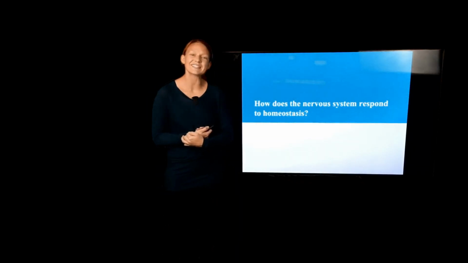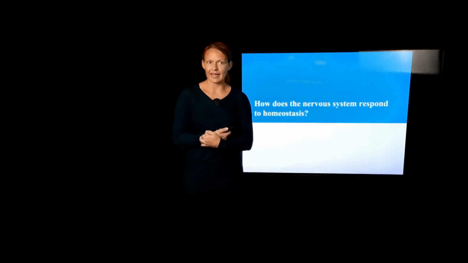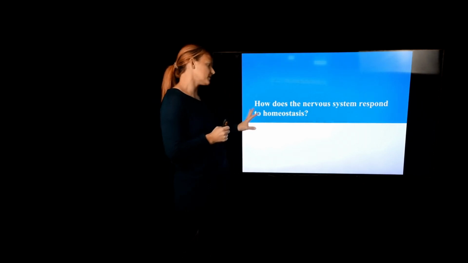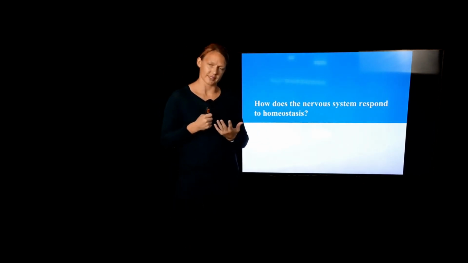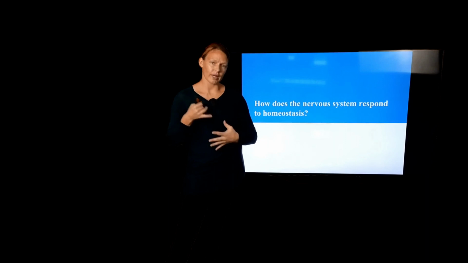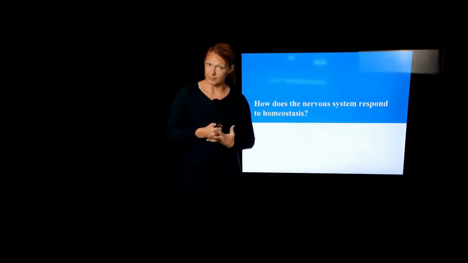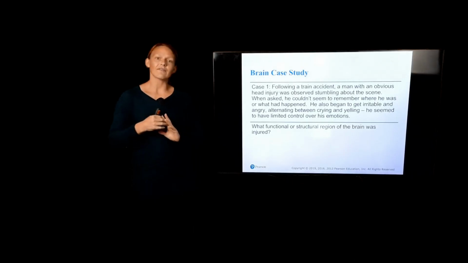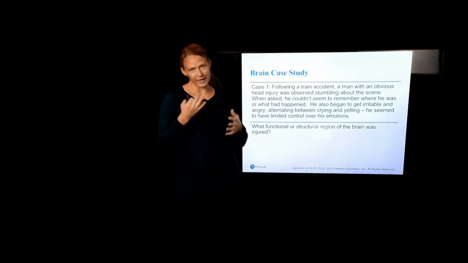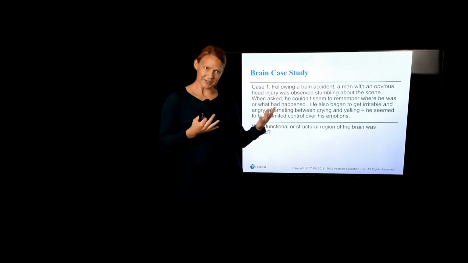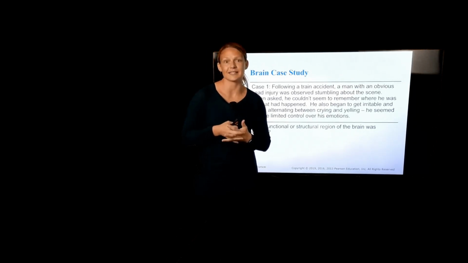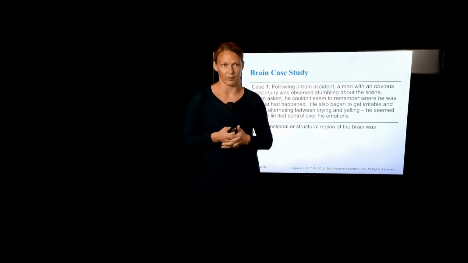Okay, so we're finally to the last part of the lecture, and now that we've covered most of the brain, I want to ask you, how do you think the nervous system responds to homeostasis? So what would happen if homeostasis was disrupted? And instead of just having a lecture, which you may or may not watch, and you may or may not pay attention to, you actually have an assignment to kind of learn more about the homeostasis imbalances of the brain.